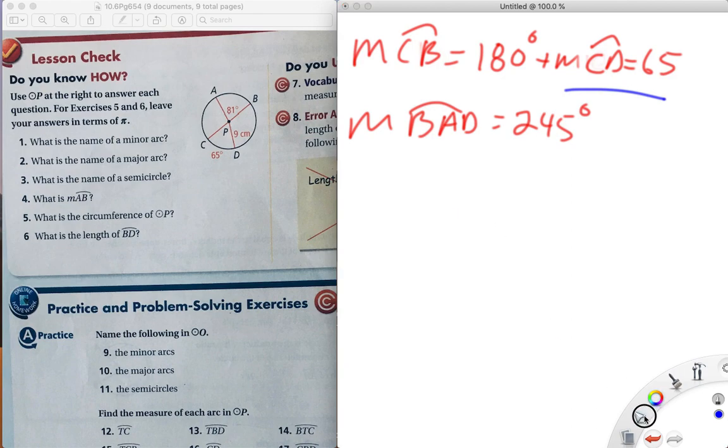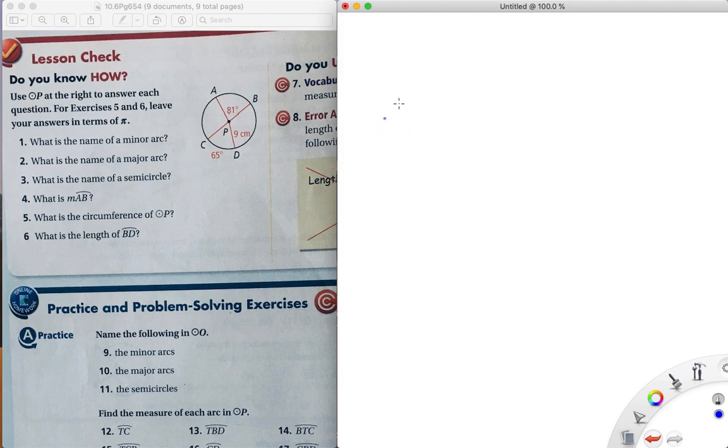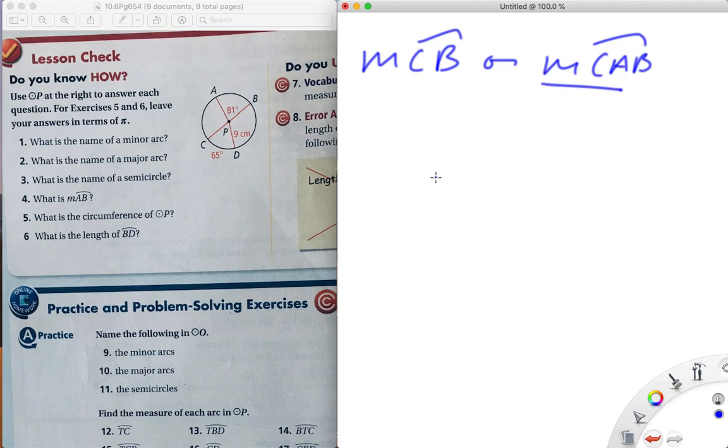They ask you to name the semicircle. The semicircle we just said was CB. You can call it CB, or you can call it CAB. I've seen it done both ways. Most likely it's going to be CAB, and that's equal to 180. They want to know the measurement of AB. Well, it's 81 degrees. That's their central angle. So the measurement of the arc is also 81 degrees.